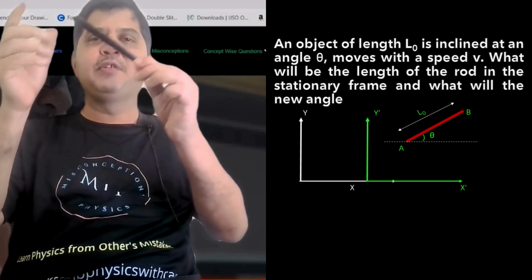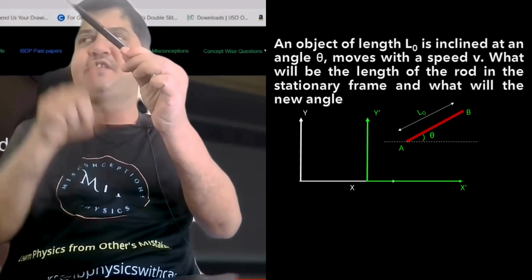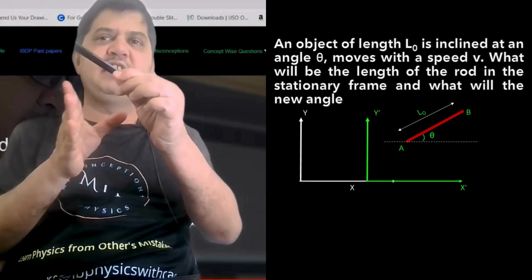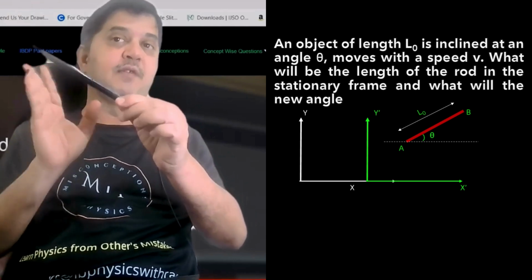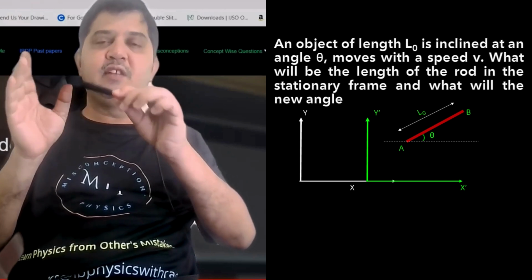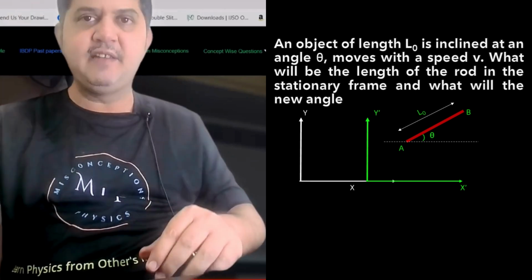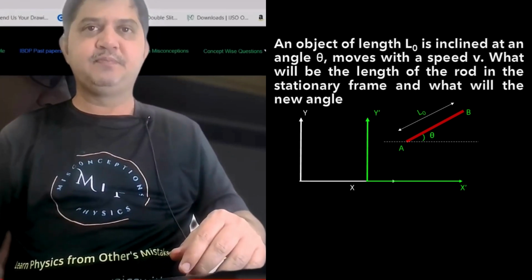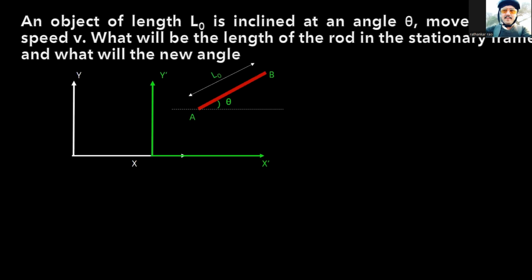And what will be the new angle? If this is making an angle of something like 60 degrees, is it making the same 60 degrees or is it lesser than that? That's what we need to know. So now let us solve this problem. Let me share my screen with you and then we will solve it. Okay, now I have shared my screen. I hope you can see this. As you see, this is the rod, this is the angle theta, and this is your length L naught.